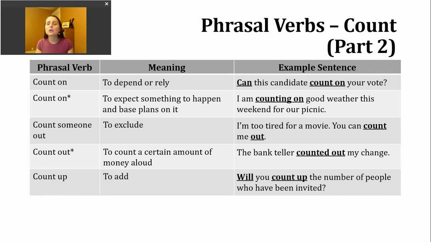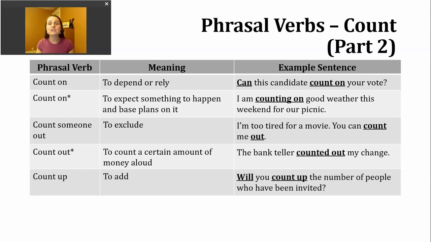I'm counting on good weather this weekend for our picnic. So I've made plans to eat outside, and I've based those plans on my expectation that the weather is going to be pleasant. The next phrasal verb we're going to look at is count out.